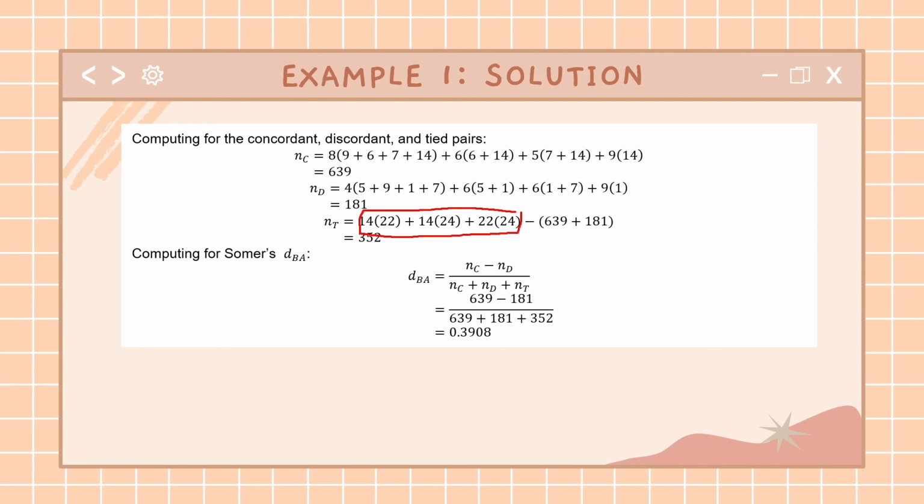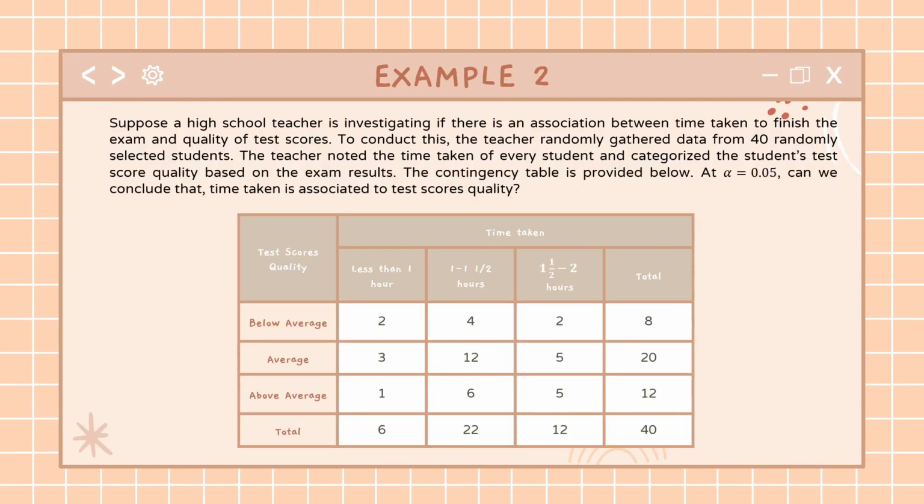Pero kapag tied pairs ang pinag-uusapan, dapat isubtract din natin yung total number of concordant pairs at discordant pairs, which is given by which is from this. Ito at ito. So yun, makikita natin na subtract natin yun concordant at discordant pairs. So yung number of tied pairs natin, total niyan is 352. So plugging in, ito yung formula ng DBA for Somers' D. Kasi nga, di ba, DBA yung pinag-uusapan natin. So for that, yung value ng DBA natin is 0.3908. So yun. So ito naman, example 2.